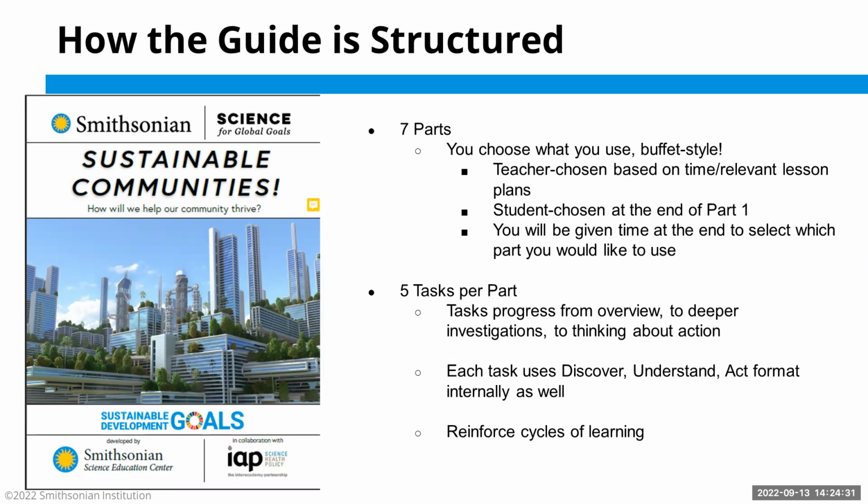Within each part, you'll notice that there are 5 different tasks. These tasks will start with discover tasks, which give a general overview and connect students to the topic. Then they'll move to tasks that ask students to understand the topic and delve deeper into investigating what that looks like for their community. Finally, the part ends with an action task, asking students to take the results of their investigation and think about what they could do to act on these results and improve their community.